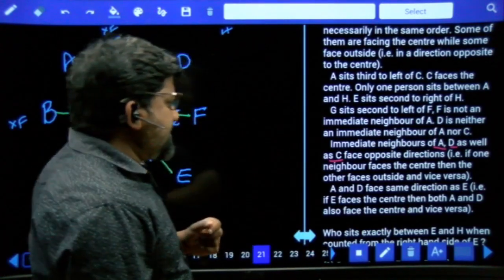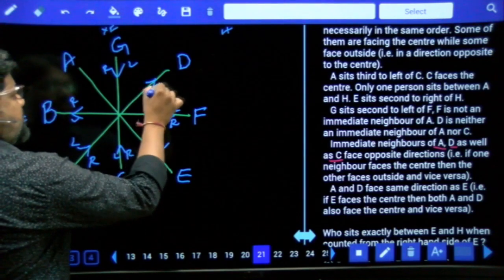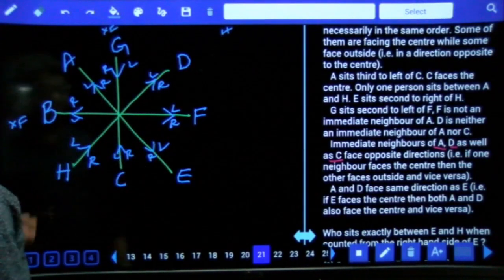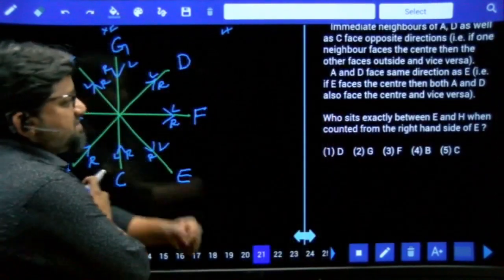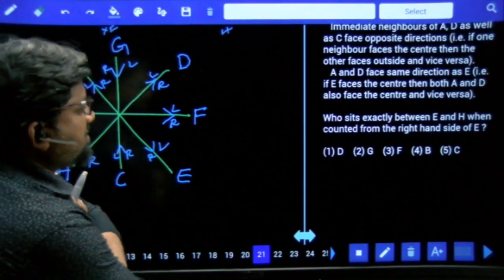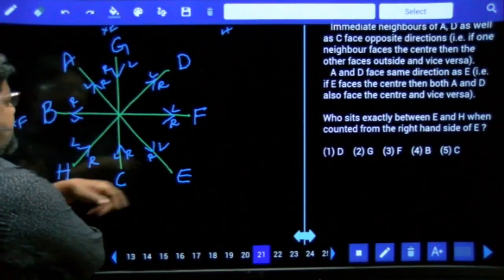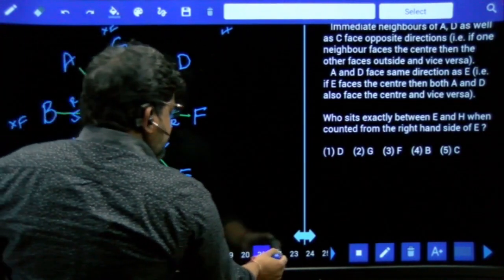Next, A and D face the same direction as E. E is outside. So A and D are also outside. No problem. We got the answer with this case. So this is the final arrangement. What's the question? Who sits exactly between E and H when counted to the right-hand side of E? It is C. Option 5.